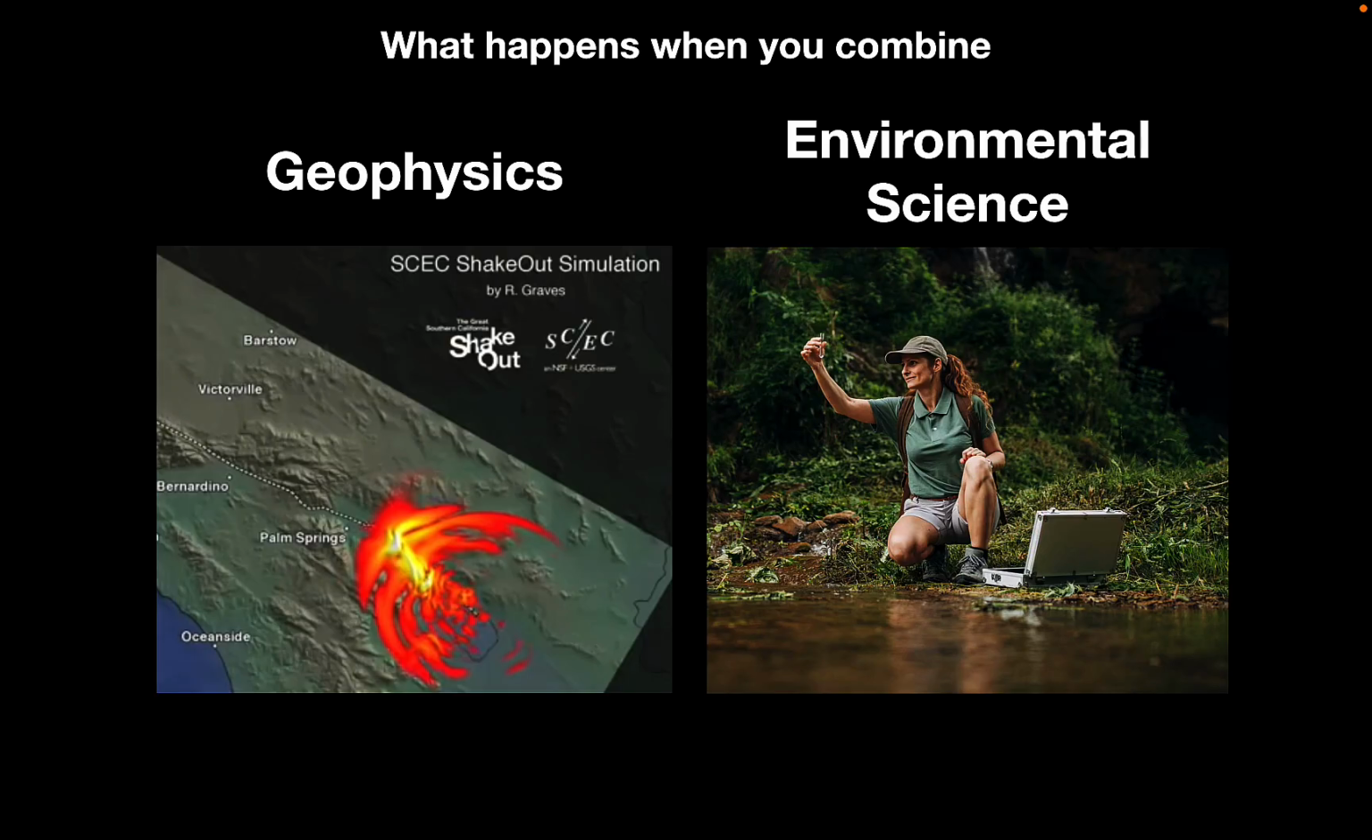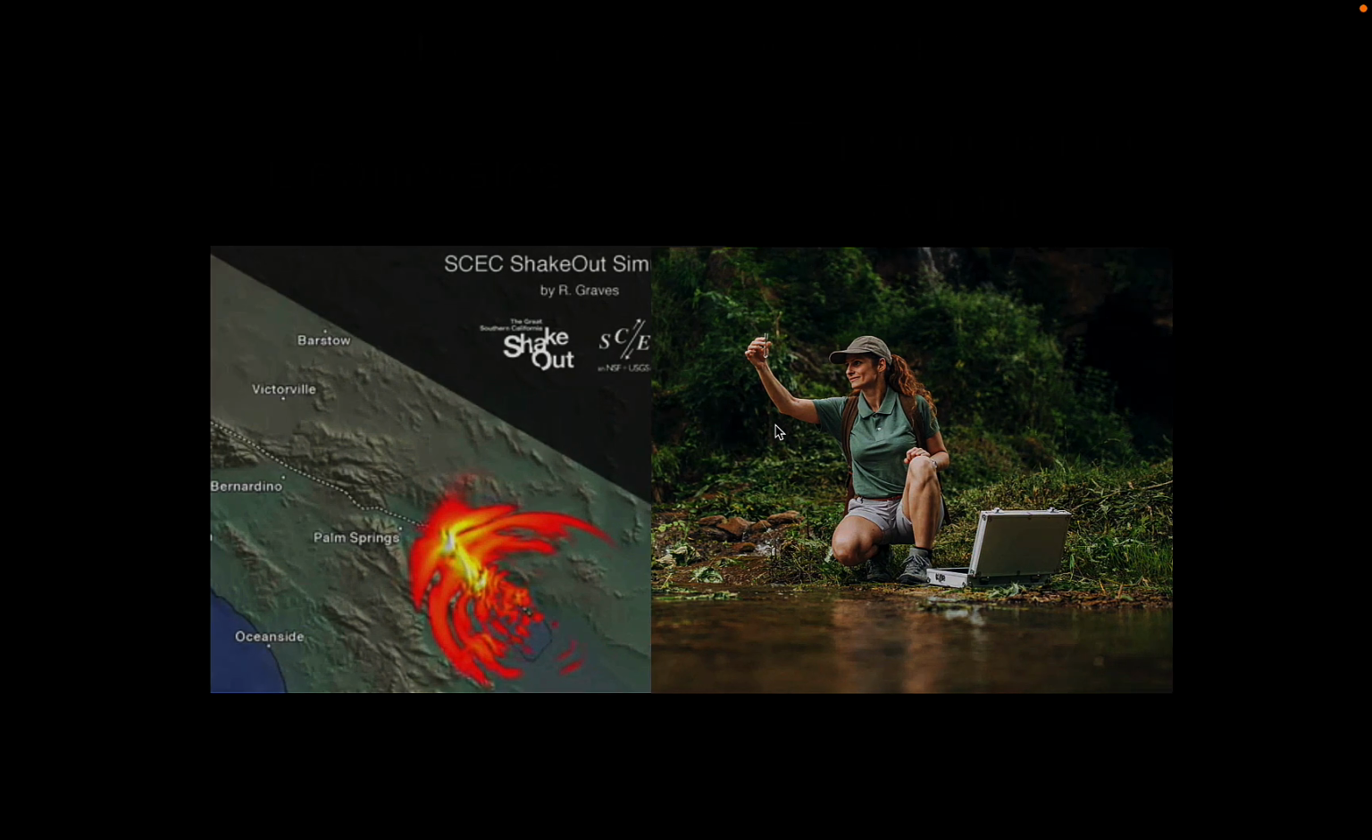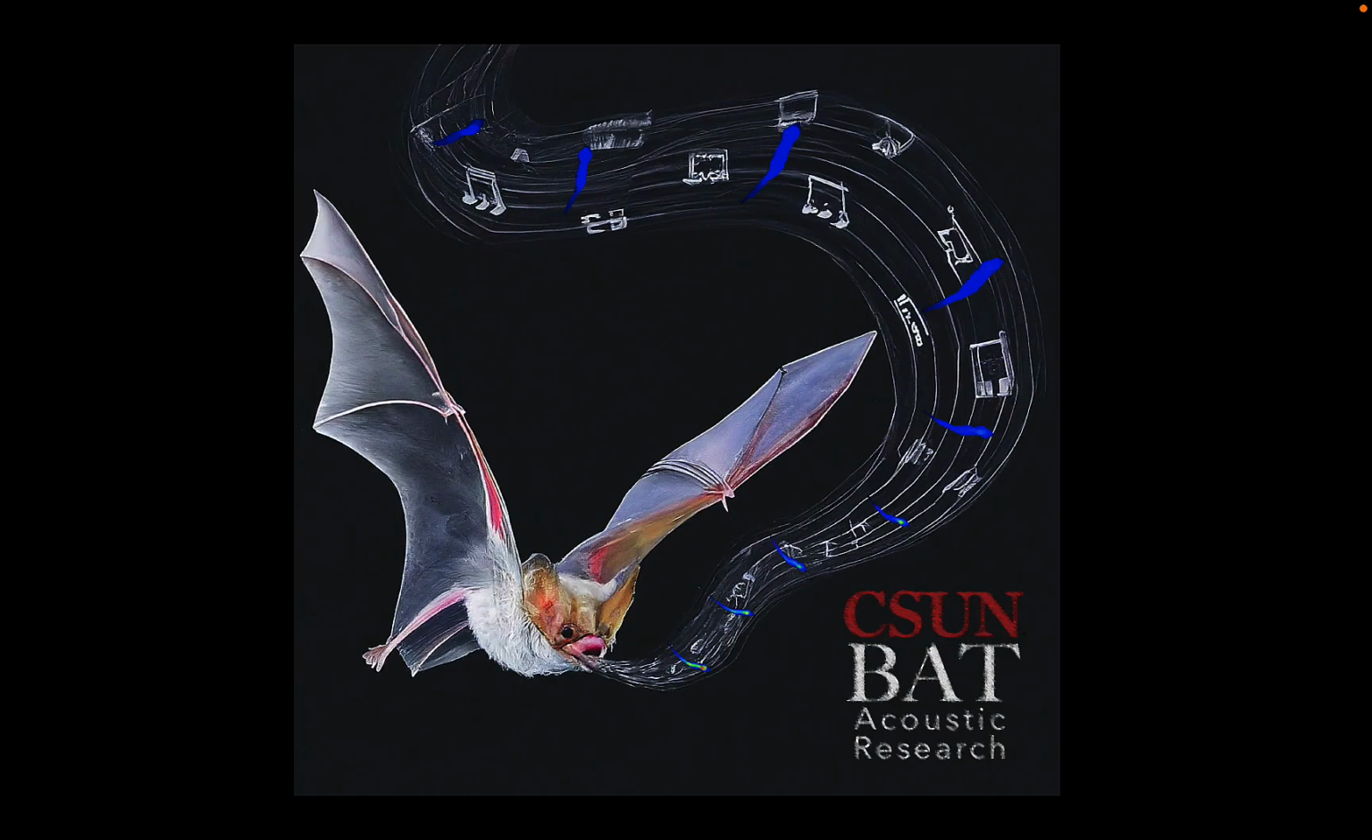So here's the quick overview of everything that we did today in class. And our class is called Bat Waves, which is what happens when you combine the world of geophysics, where we study waves, with the world of environmental science, where we study critters. And you bring those together and you get our Bat Waves class.